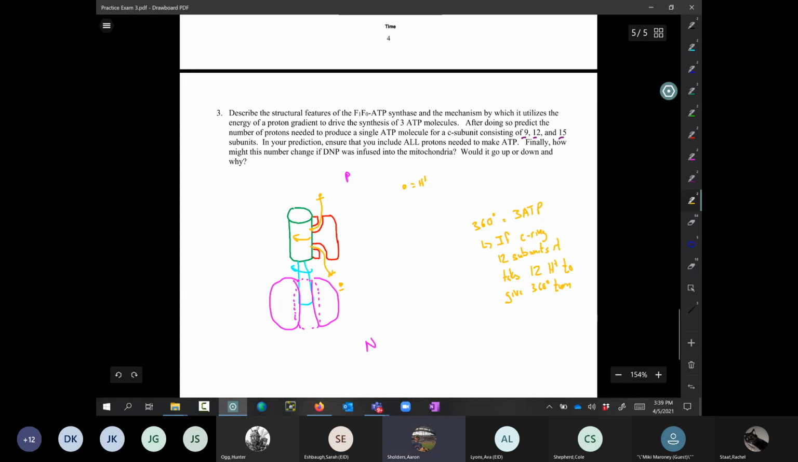Okay. All right, so essentially what you have here then is some fairly straightforward and simple arithmetic to do, okay? 12 protons makes 3 ATP. So take 12 divided by 3, and that's then 4 protons per ATP. Now, don't you wish we were done? We're not done, okay? We have to add one more, okay?